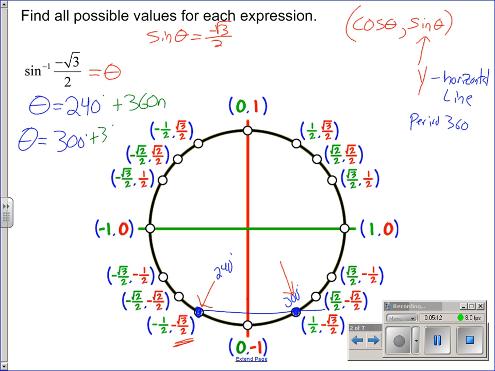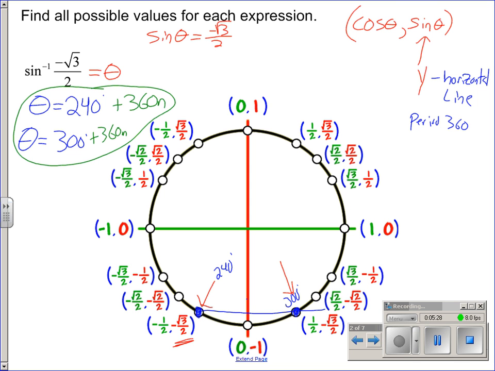Same thing with a 300 degree. 300 plus 360n. That is an infinite number of answers. Any one of those angles, you take the sine of it, you get negative square root 3 over 2. So we're just using our unit circle essentially.